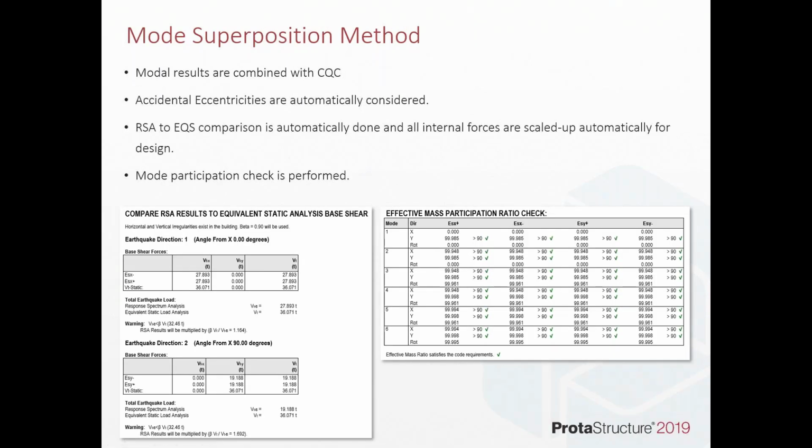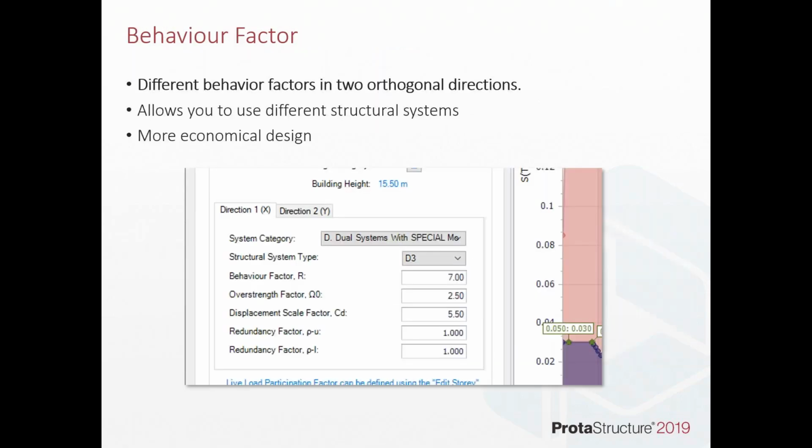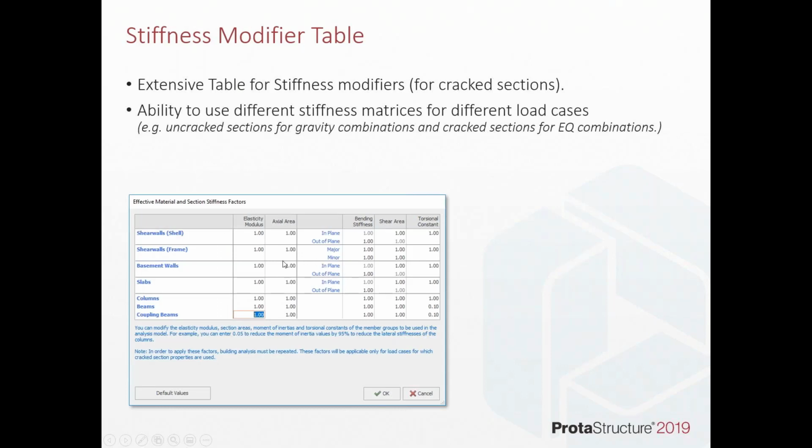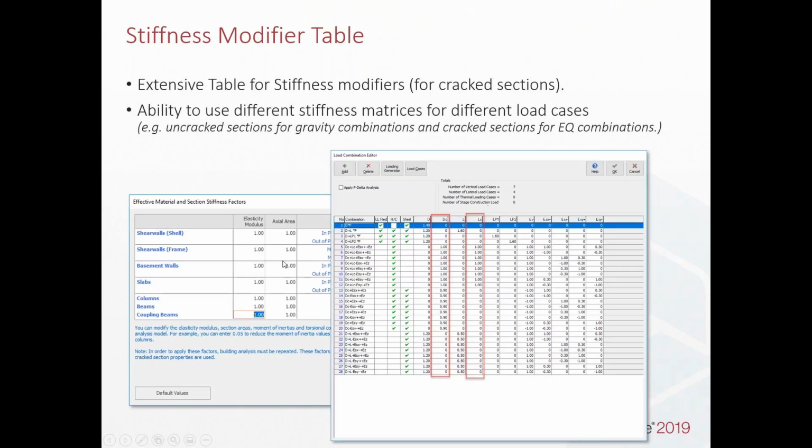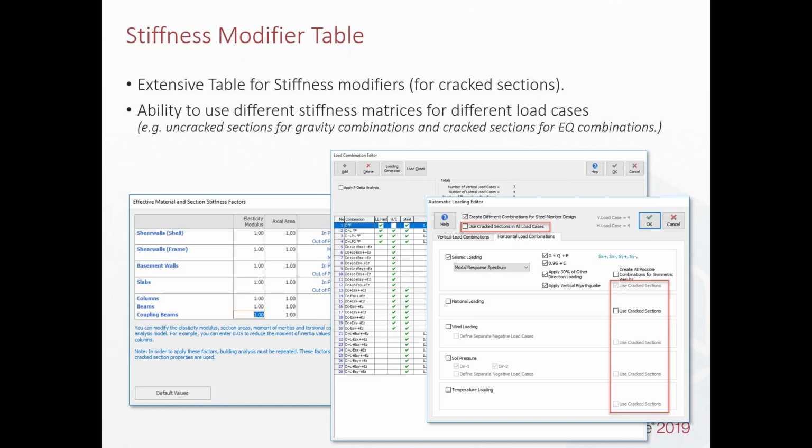I mentioned that we automatically will scale the base shear. You can have different behavior factors in orthogonal directions. You can also input your redundancy factors there as well. And you can control the stiffnesses. You can have different crack properties for dead and live cases as well. So if for your gravity cases you don't want to have cracked sections, but for your lateral cases you do, you can easily do that in the software.